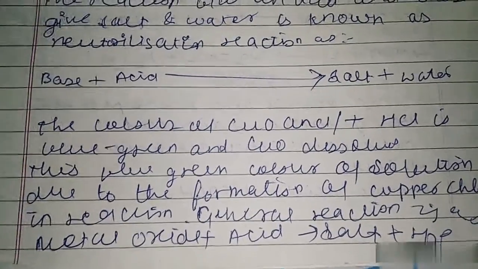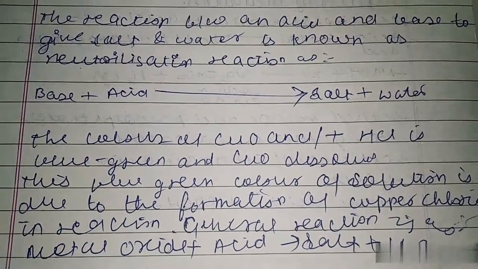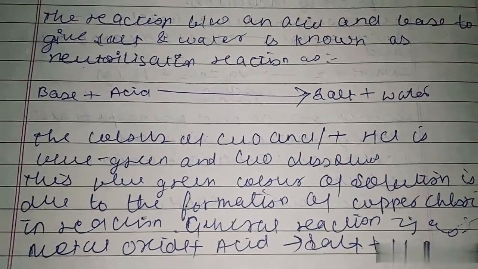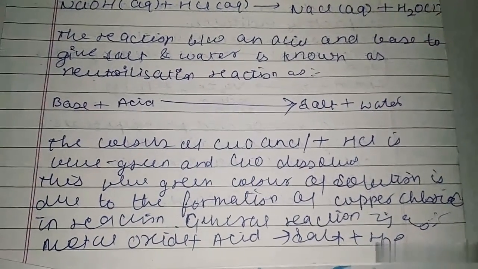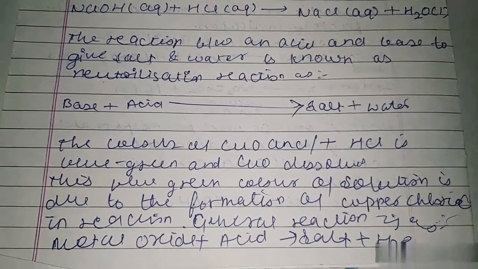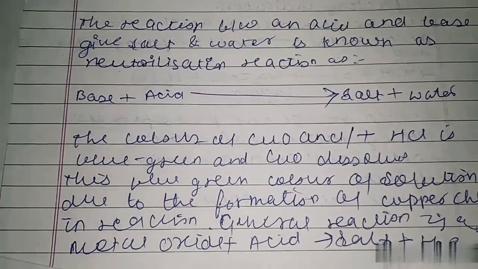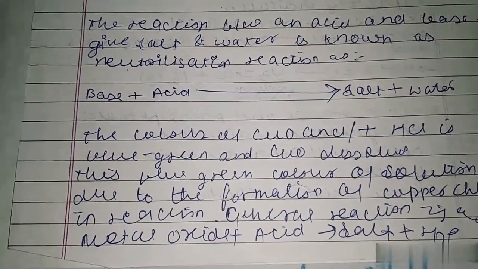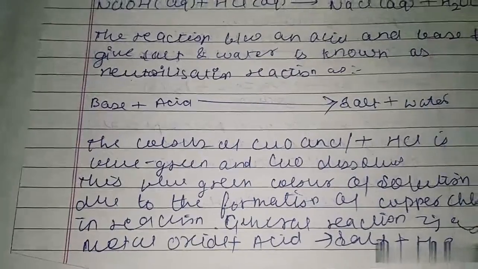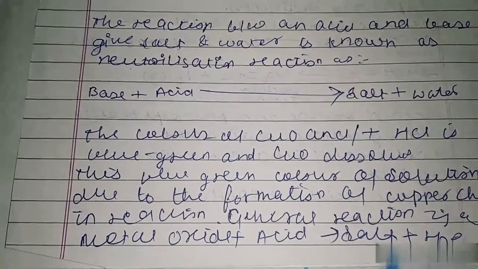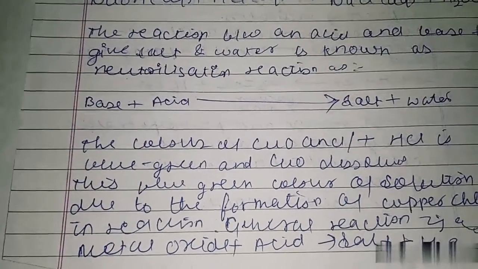Now the color of CuO plus HCl is blue-green and CuO dissolves. The blue-green color of the solution is due to the formation of copper chloride in the reaction. The general reaction is metal oxide plus acid gives salt plus water. So I have told you two things: when an acid reacts with a metal carbonate or metal hydrogen carbonate, it produces salt, water and CO2 gas. But when it reacts with a metal oxide, it produces only salt and water. Okay, so let's move ahead with the chapter.